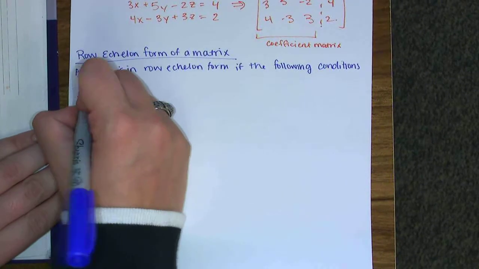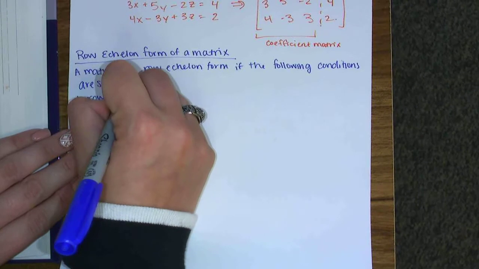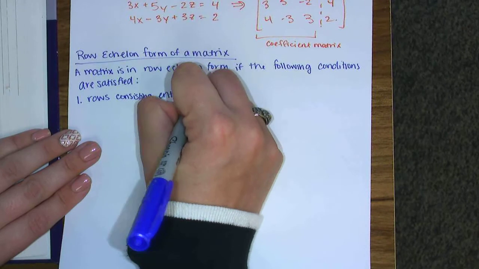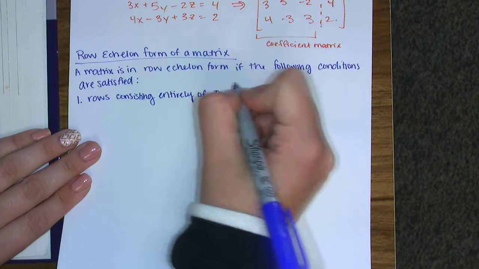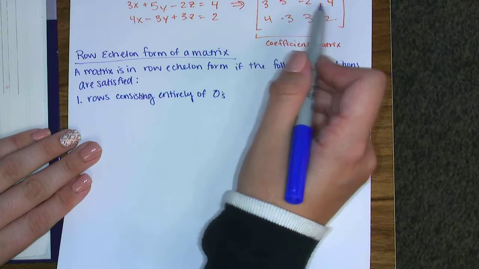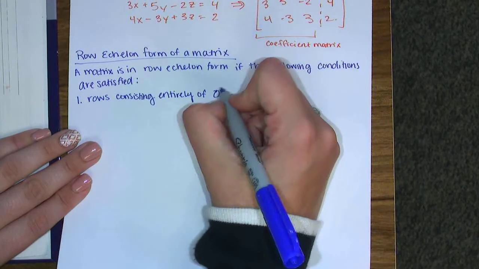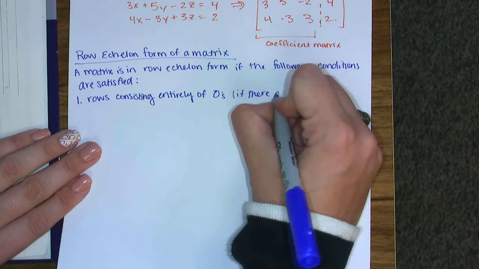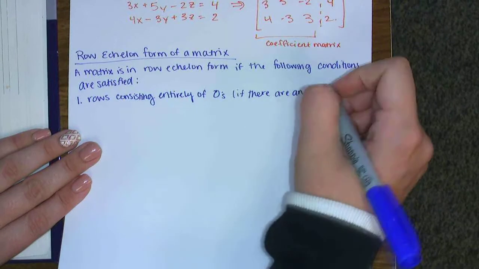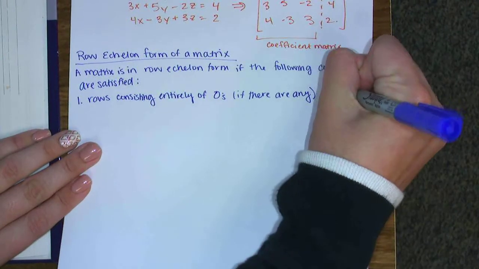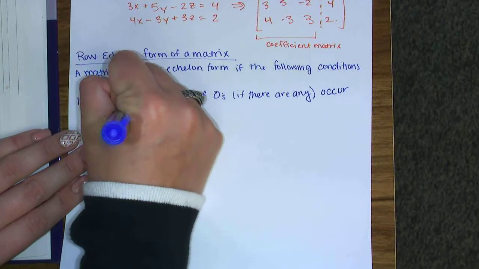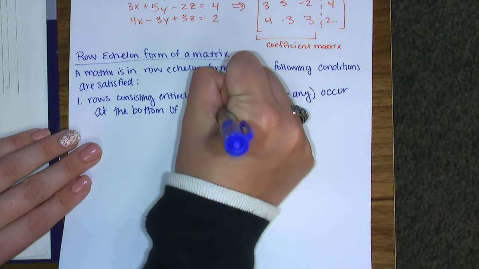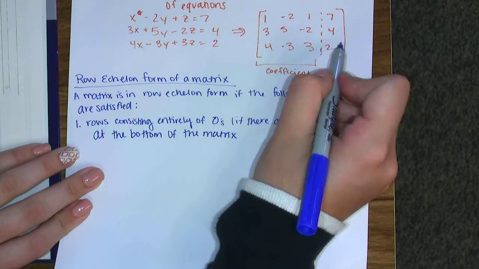One, rows consisting entirely of zeros. So like a row across consisting entirely of zeros, if there are any, they're not always going to be there, occur at the bottom of the matrix. So it would have to be here at the bottom.